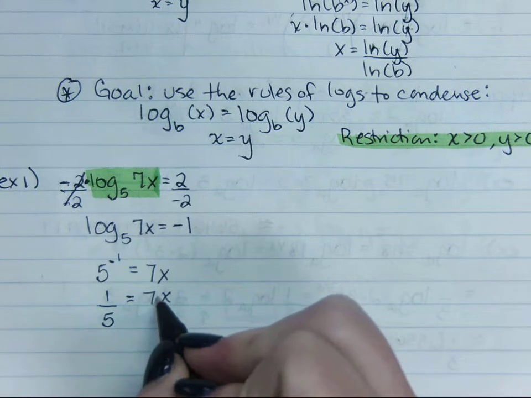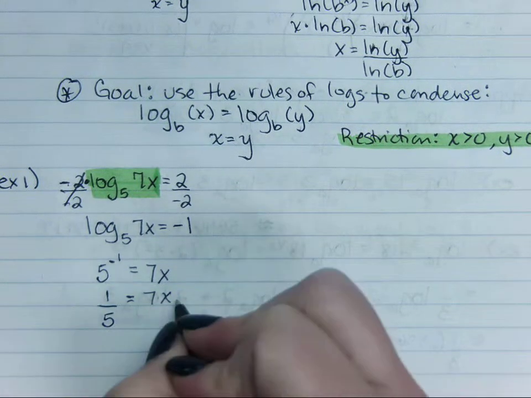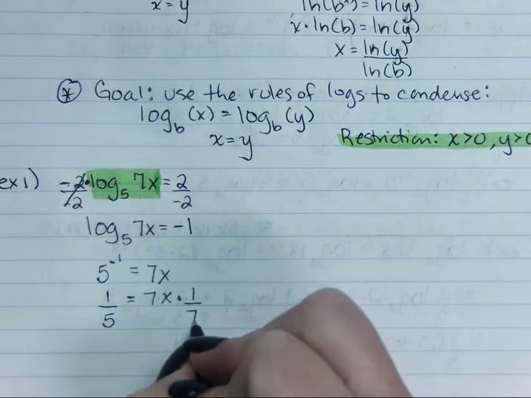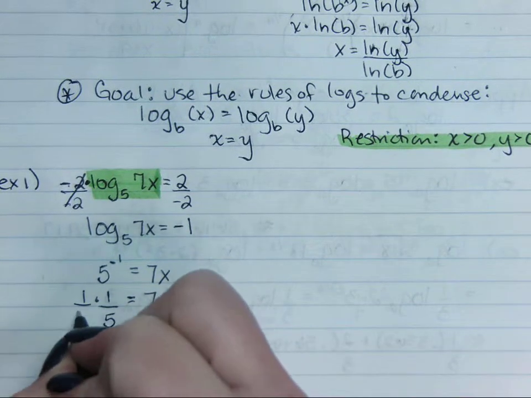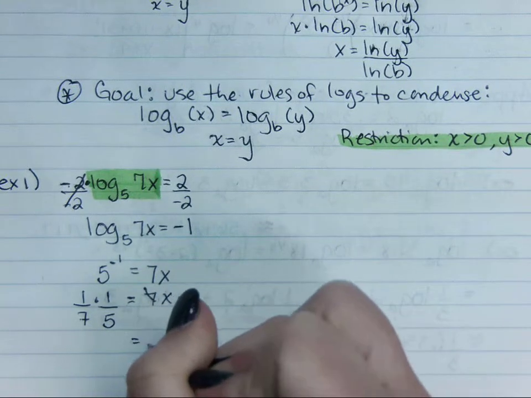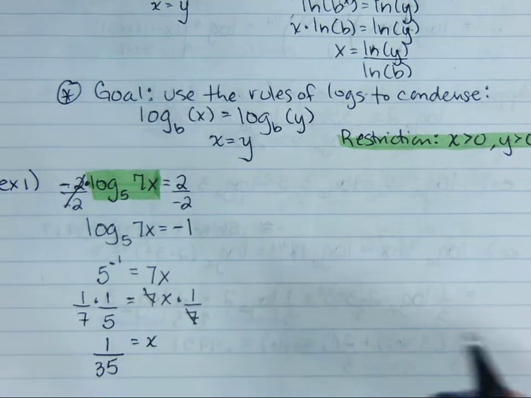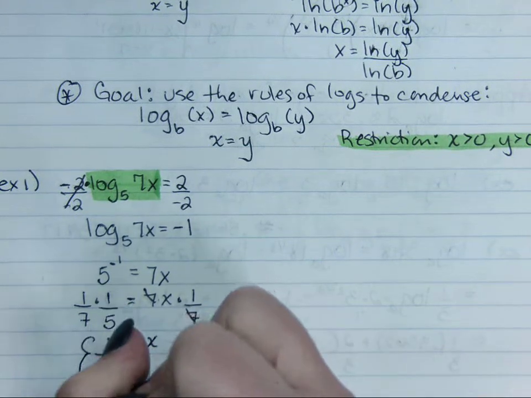And to undo this multiplication, instead of dividing and having complex fractions, I'm going to multiply by the reciprocal. So as long as I do the same thing to both sides, I'm good. So the value of x that would make this true is 1/35. And this would be my final answer.